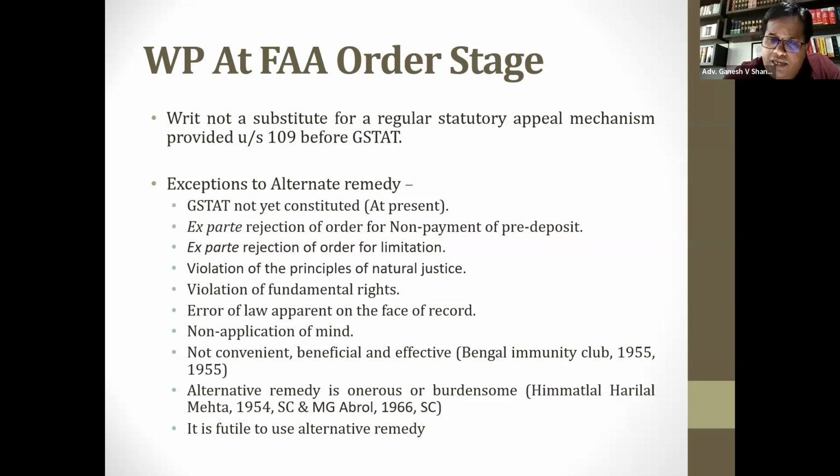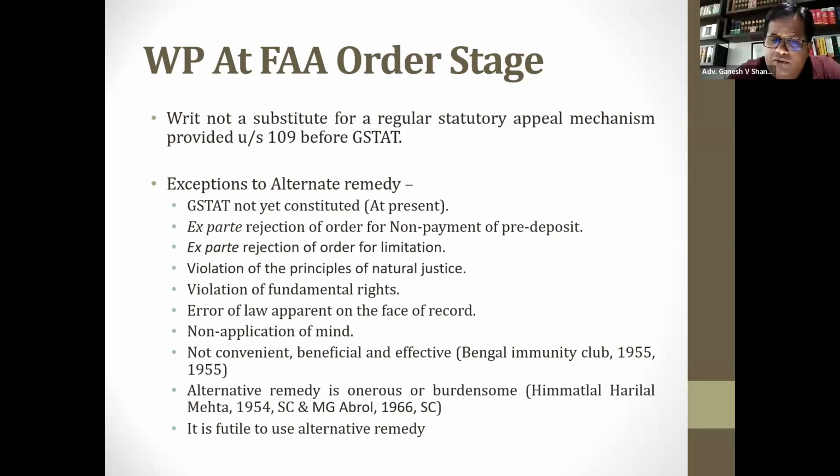Long back in 1955, in the Bengal Immunity Club case, the Supreme Court said this: if the remedy available in the statute is not convenient, beneficial, or effective, that also can be a ground. And this exception you can apply against OIO, order in original, the adjudication order also. You can use this ground.